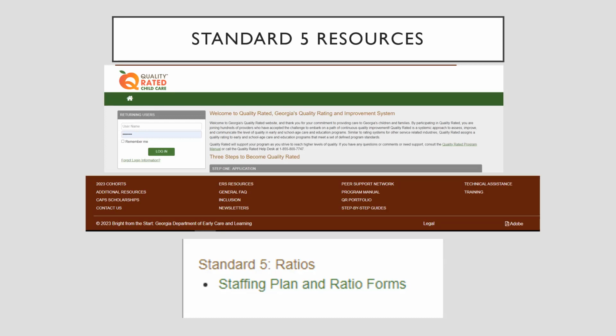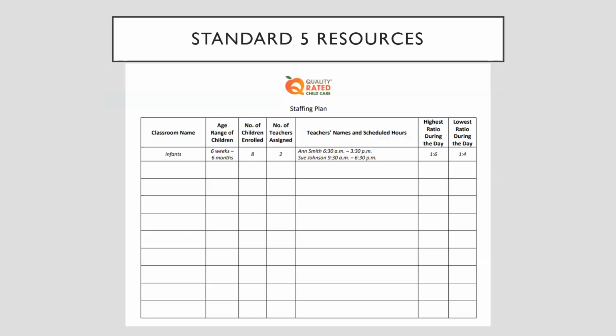If you need a chart to be able to record this information, you can look at the bottom of the brown bar in the Quality Rated website under QR Portfolio. It will open another window and you can click in the Staffing Plan and Ratio form. This is page 1 of this resource. It will give you a 2-page document to be able to record your ratios.